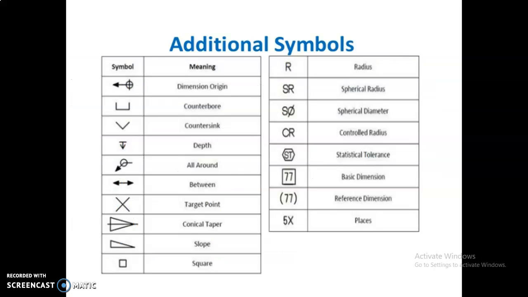Additional symbols. These are the additional symbols which you use in GD&T. These are dimension, origin, counterbore, countersink, depth, all around, between, target point, conical taper, slope, square, radius, spherical diameter, conical radius, statistical tolerances, basic dimension, reference dimension, and places. So these are the additional symbols which are used in GD&T.